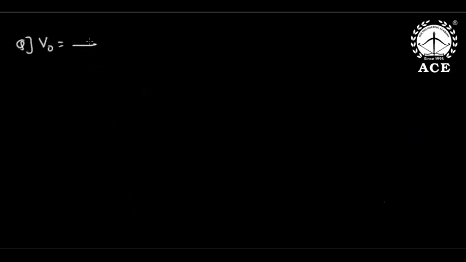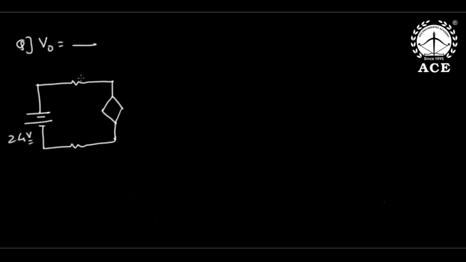Now here is another question. What is V naught? Next question you have to do, please. I am asking what is V naught? The circuit has 24 volts, 2 ohms, 1 ohm, V naught, and V naught by 2. Here what is V naught?